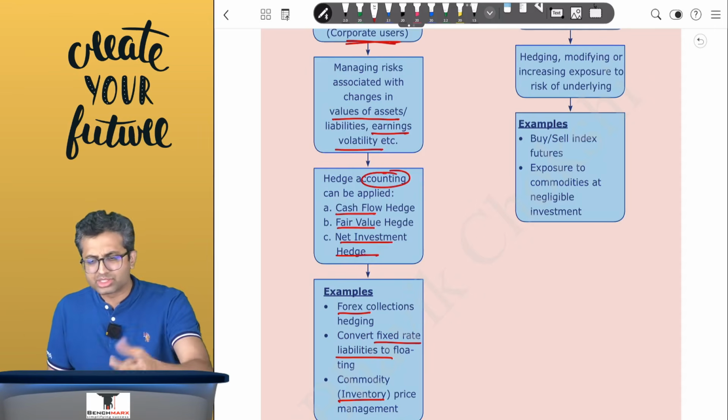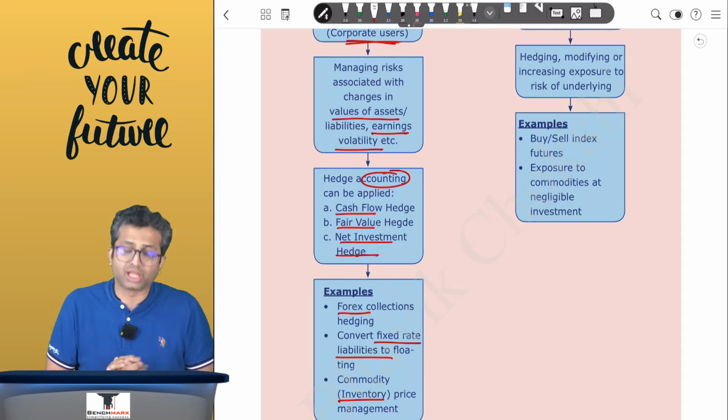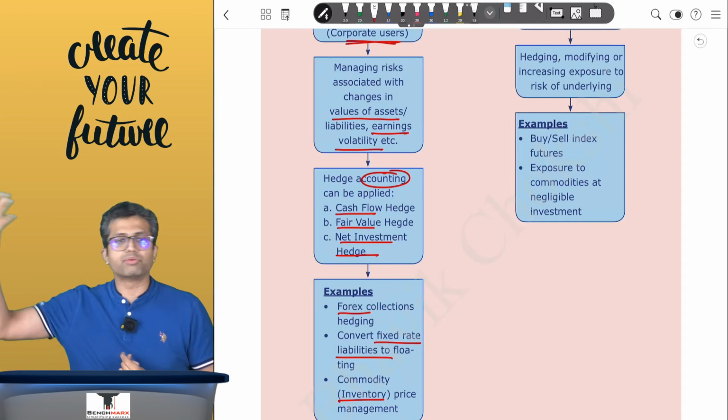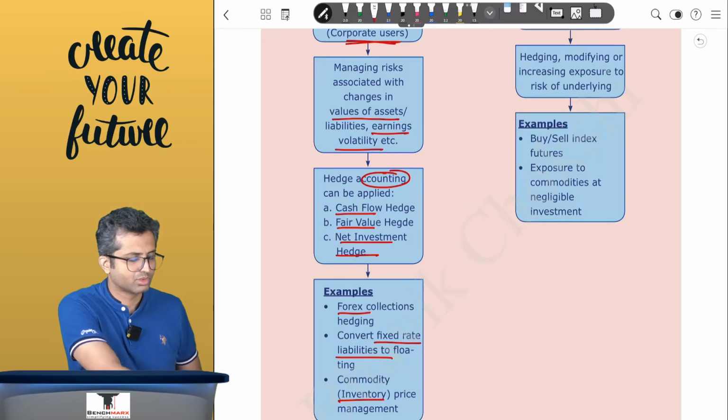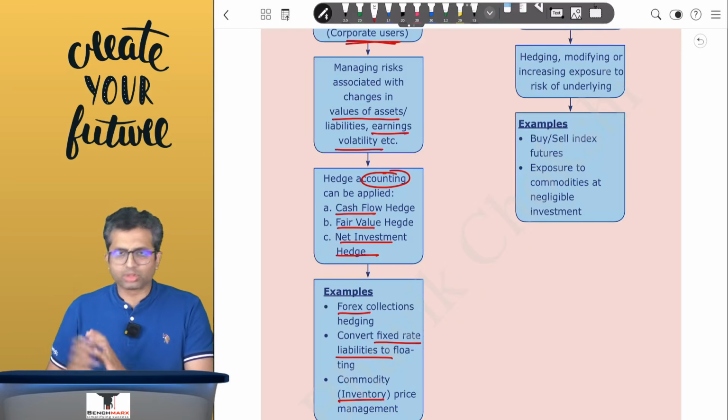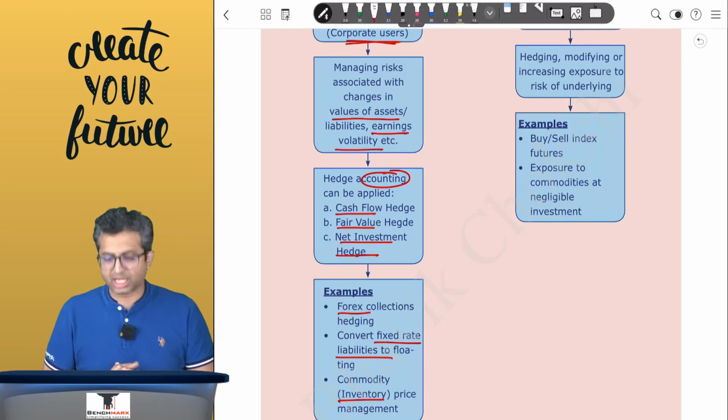Cash flow hedge is the hedge for protecting the cash flows. Fair value hedge is the hedge for protecting the balance sheet values. And if you have a foreign subsidiary or branch and you want to protect that, sorry, there was some issue. So if you have a foreign operation or a foreign branch and you want to protect that, that is called the hedge of a net investment in a foreign operation.